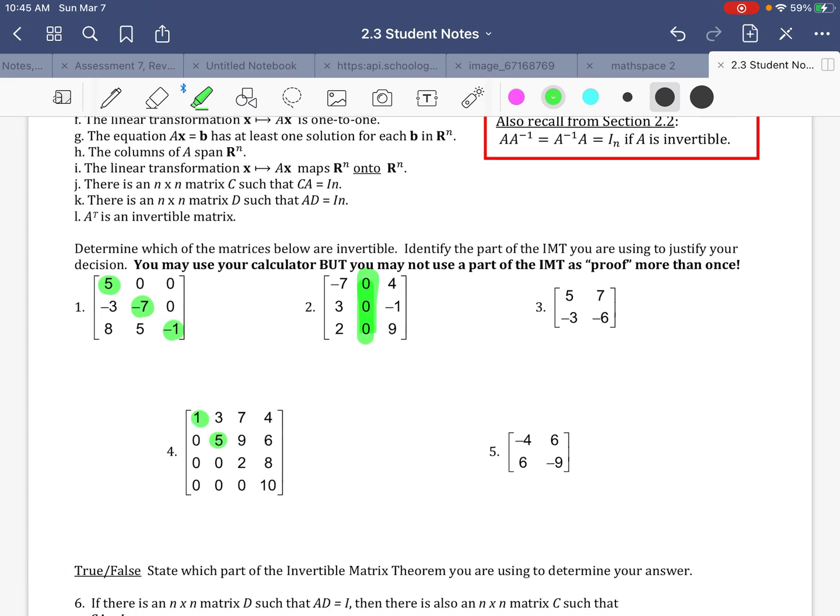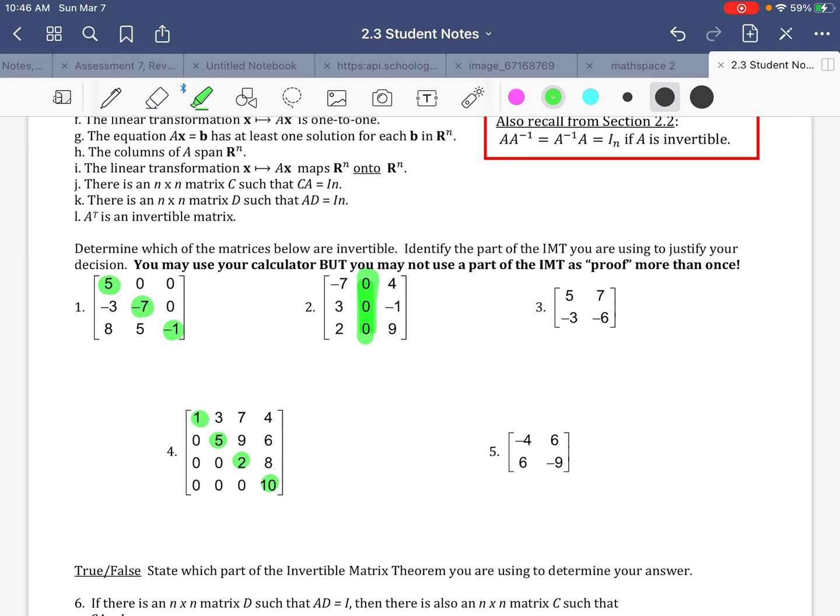Same thing here. It has 4 pivots, 4 by 4. What could stick out to you in number 3? Maybe you try to actually find the inverse. A 2 by 2 matrix is easy, with your little formula, to find the inverse. So maybe you actually find the inverse and it works on number 3.